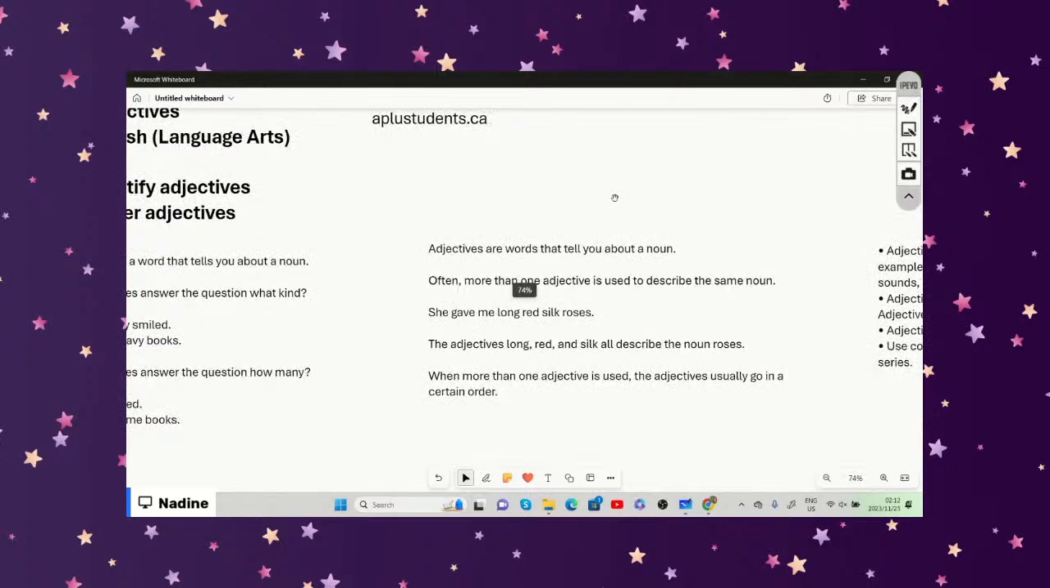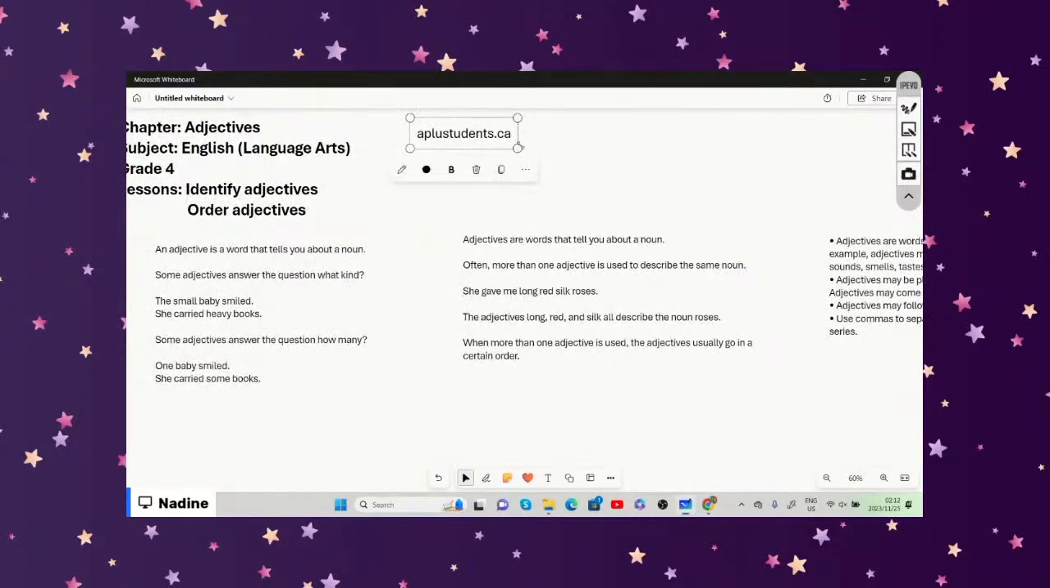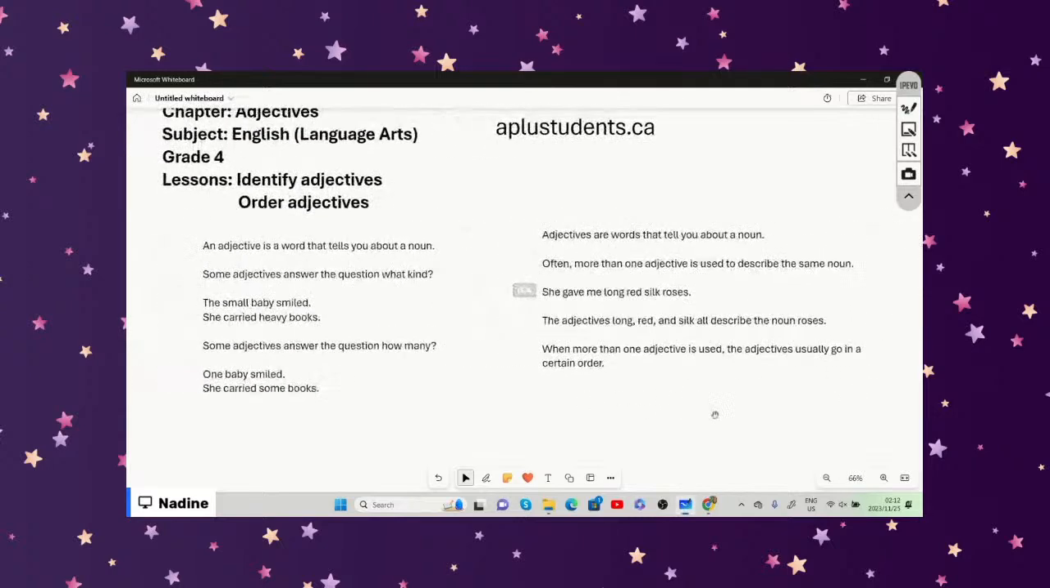And we are doing our tutorial lesson on aplusstudents.ca. All right. So adjectives basically tell us about the noun. Some adjectives tell us what kind, and some will tell us how many. They answer the question what kind, and they answer the question how many.